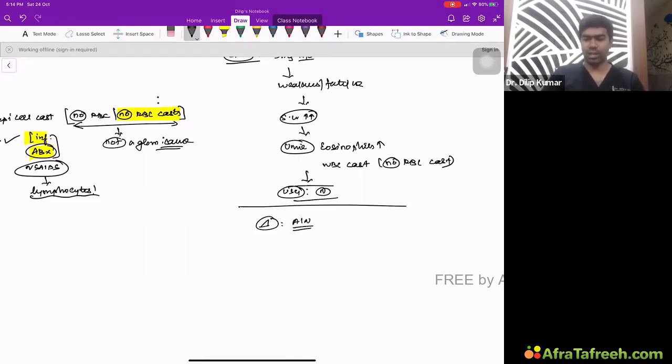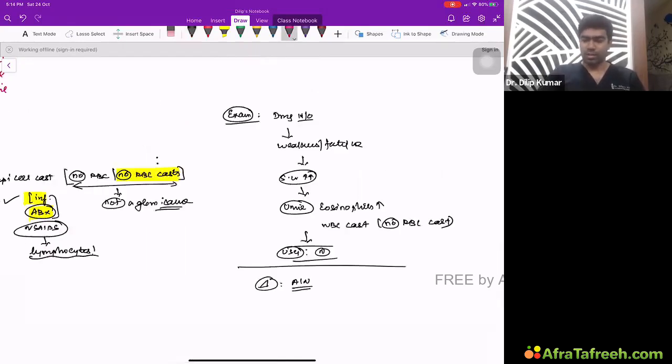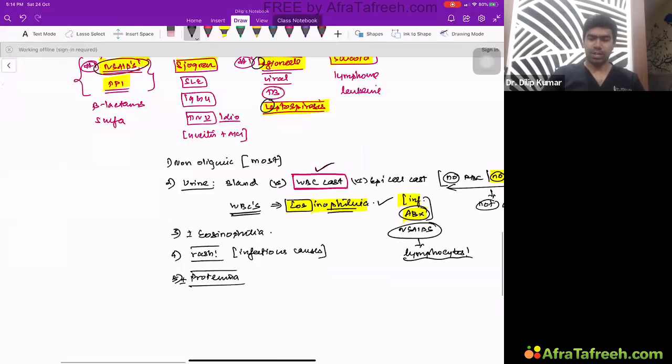So this is how you diagnose AIN. See eosinophils in the urine, high creatinine, history of drug use: it is acute interstitial nephritis. Here it is of the allergic type because there is a drug history. It's a very, very common question in exams. Most of the time they will be non-oliguric. They won't be oliguric in the first place, which is very important to know.